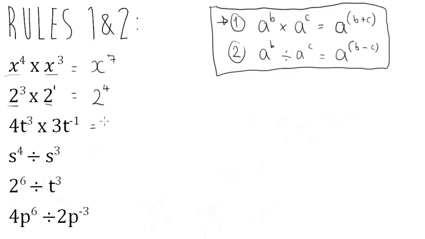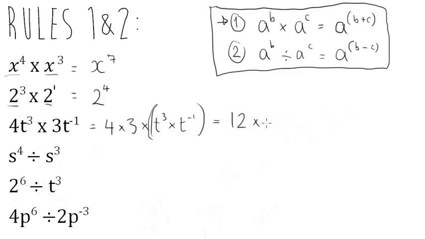Okay. So first of all, we can rearrange it. We can write it out as 4 times 3 times t cubed times t to the power of minus 1. Okay, just changing the order of the multiplication. And then here in the brackets, we've got something that looks a little more familiar. So our answer is 12 multiplied by the thing in the bracket.